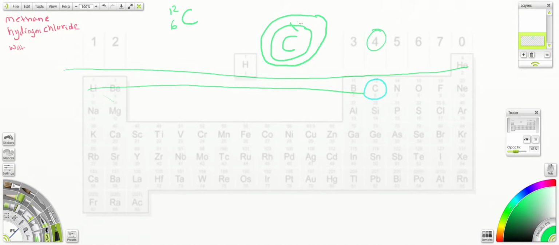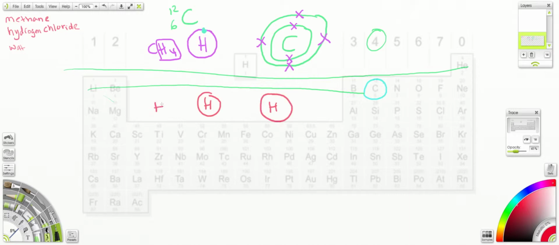So that means 1. Let's change the color. Let's make a good choice. So I've got 1, 2. And I need 6 in total. So 1, 2, 3, 4, 5, 6. So remember, methane is CH4. Now there are 4 lonely electrons. Isn't that convenient? And we need 4 hydrogens. So hydrogen, of course, has 1 electron in its outer shell. So here's the first hydrogen, here's the second hydrogen, here's our third hydrogen, and here's our fourth hydrogen.